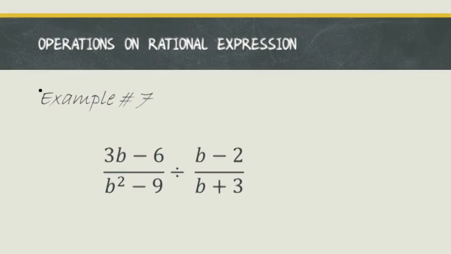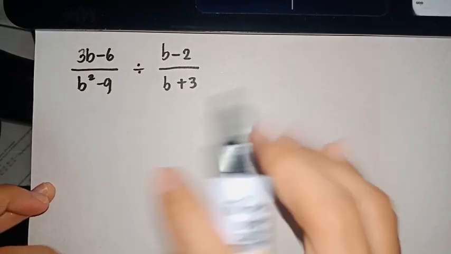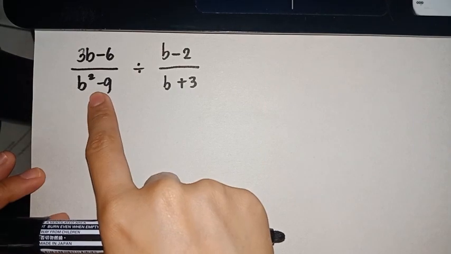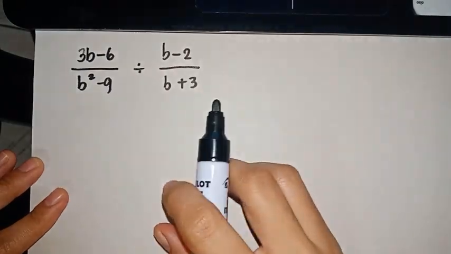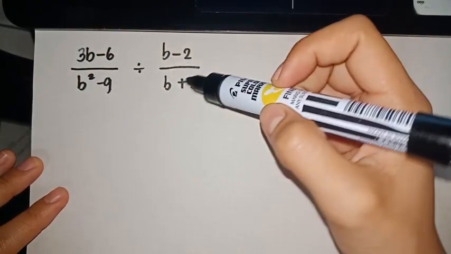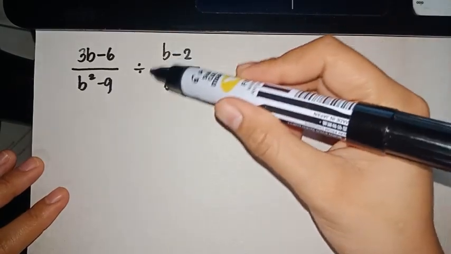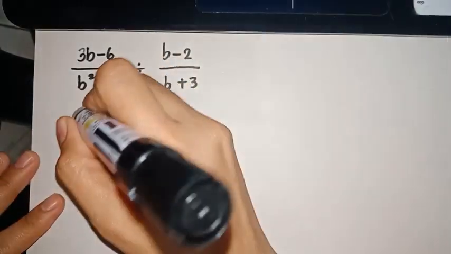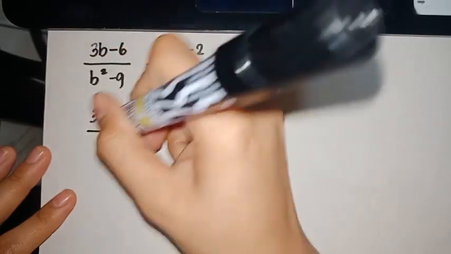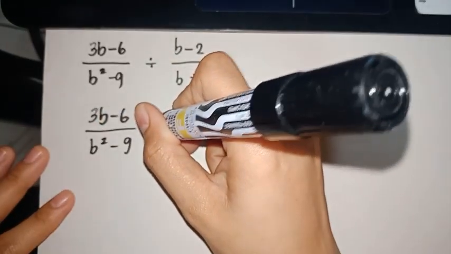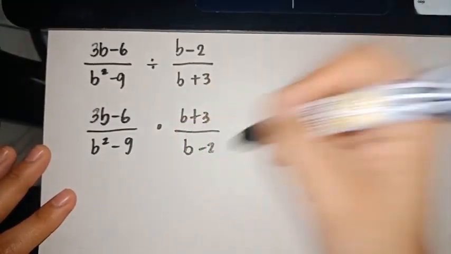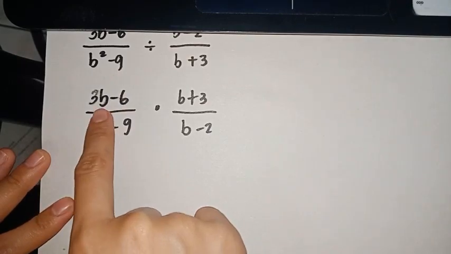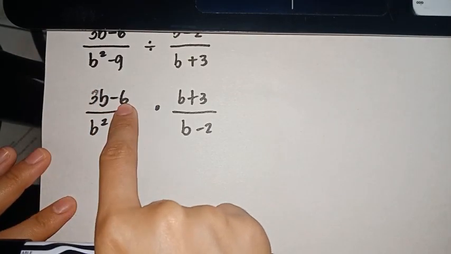Example number 7. So let's have the next example. We have 3b minus 6 over b squared minus 9 divided by b minus 2 over b plus 3. Now in this case, I want to use the reciprocal method, wherein I will get the reciprocal of b minus 2 over b plus 3. So we have 3b minus 6 all over b squared minus 9 times, again, the reciprocal of this one, we have b plus 3 all over b minus 2.